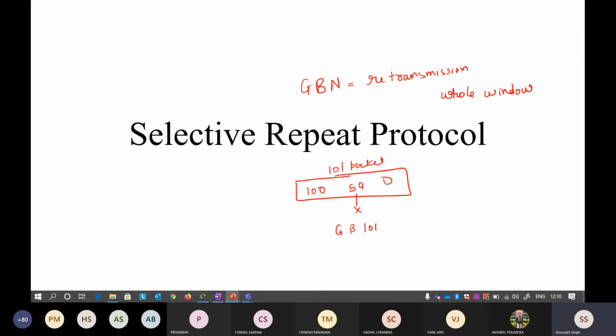Okay, so how can you improve it? By selectively repeating the lost packet. If you can selectively repeat only the lost packet, that is your 59th packet, rather than repeating the whole window, then you can increase the efficiency as well. That is why selective repeat has a greater efficiency, but it will also have a greater computation or processing time, because I'll show you why. Still, you understand the concept now: whatever is the disadvantage of GBN, we're trying to resolve it by introducing a new protocol called the selective repeat protocol.